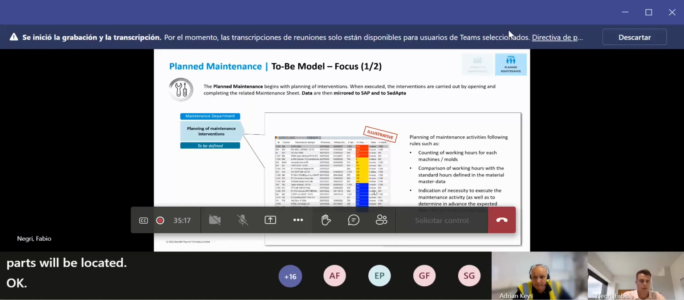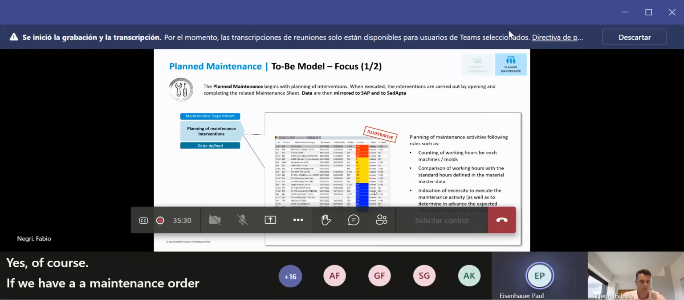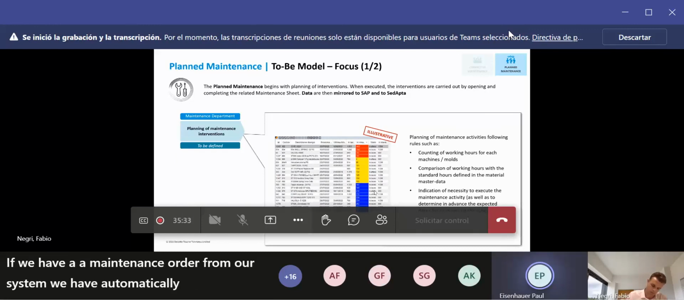Okay, understood, clear. I don't know if Paul from Germany was... Yes, of course. If we have a maintenance order from our system, we automatically have a documentation output for maintenance instructions, for cleaning instructions, and also protocols for the commissioning of the machine after maintenance work. So we have a couple of documents automatically generated in our system when we do plant maintenance.